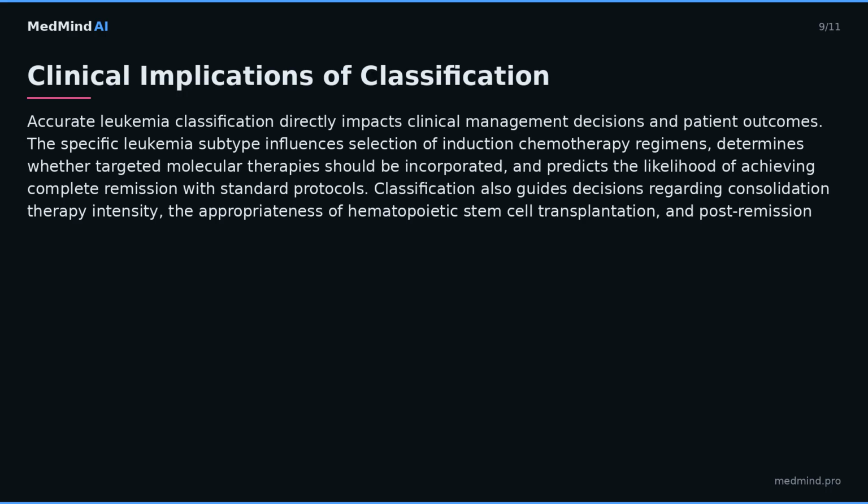Classification also guides decisions regarding consolidation therapy intensity, the appropriateness of hematopoietic stem cell transplantation, and post-remission surveillance strategies. Patients with unfavorable cytogenetic features or adverse molecular markers may benefit from more intensive approaches or novel therapeutic agents, while those with favorable prognostic features may achieve cure with less toxic conventional chemotherapy.